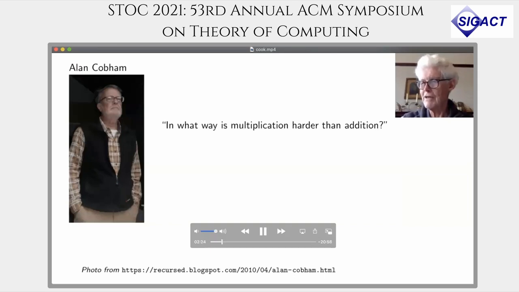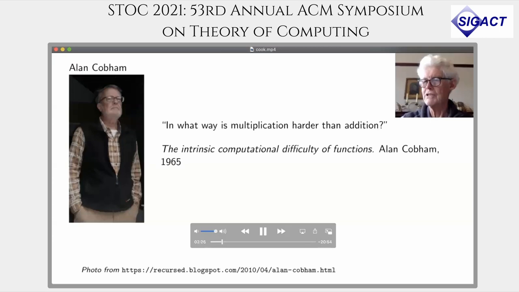Cobham's 1965 paper, The Intrinsic Computational Difficulty of Functions, about what we now call capital P, polynomial time, had a major influence on my later work. Of course, I should also mention Jack Edmonds' 1965 paper, Paths, Trees, and Flowers, in which he independently introduced polynomial time, but I didn't know about his work until later.